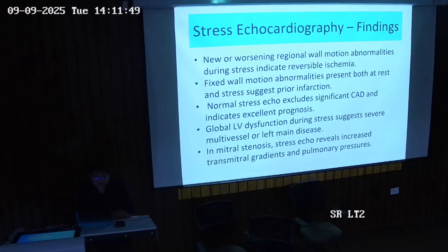Fixed wall motion abnormality present both at rest and stress suggests prior infarction. If there is a fixed motion abnormality, that indicates the patient doesn't have viable myocardium, so there is no role for the procedure. That indicates prior infarction, no new infarction.